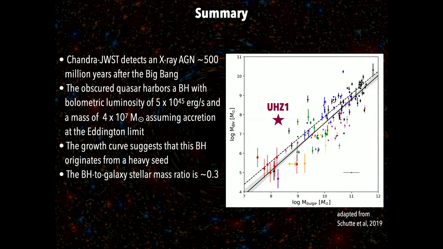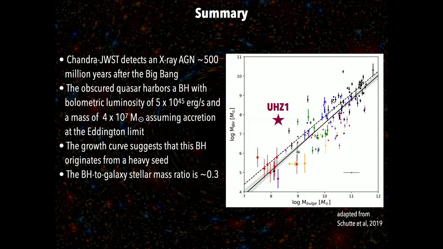So here is a summary, and I'll just show you one plot with the galaxy mass or bulge mass against the black hole mass. These are all local galaxies, and this is just to illustrate how much of an outlier UHZ1 is compared to local galaxies. The black hole mass to galaxy mass ratio is several orders of magnitude higher than it is in nearby galaxies.